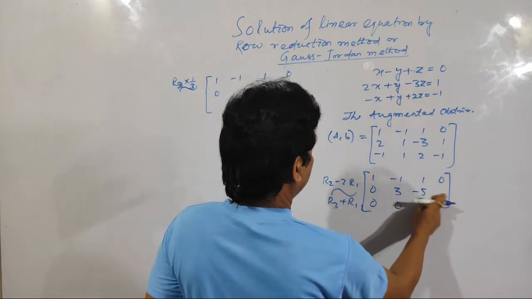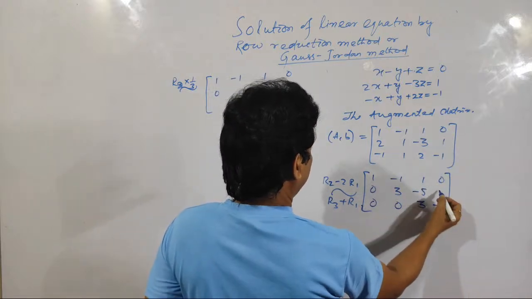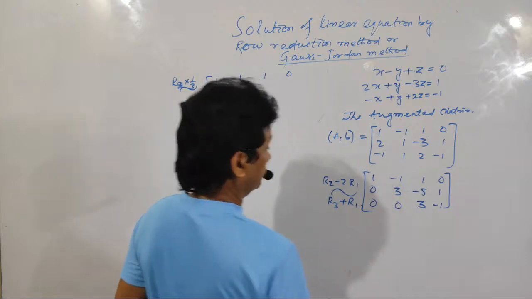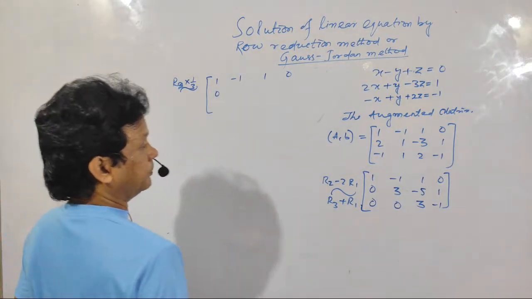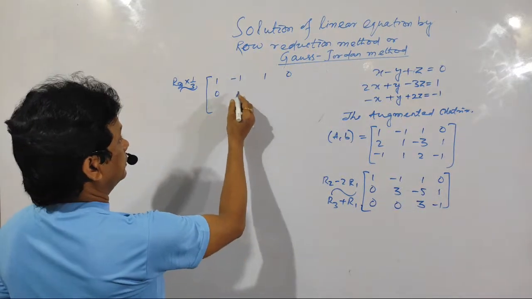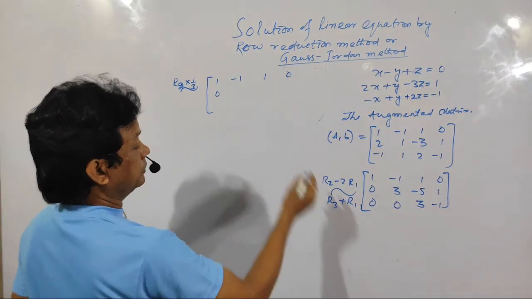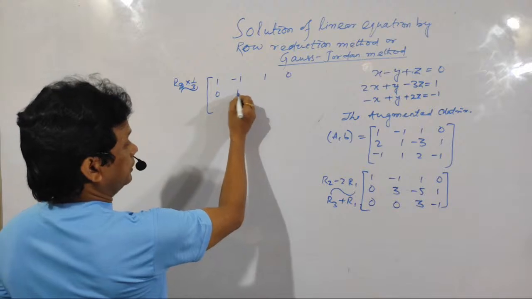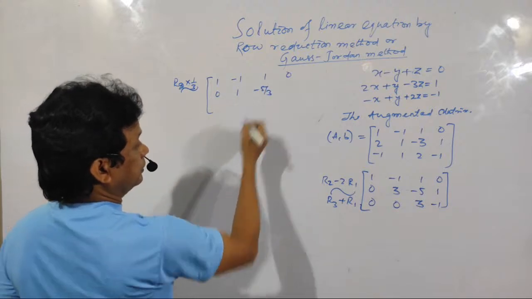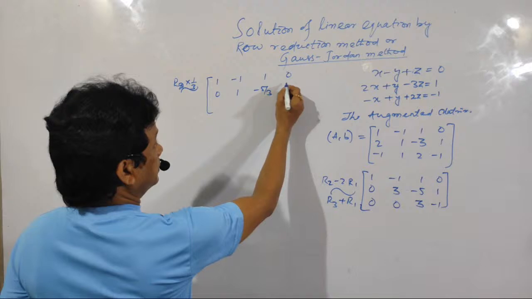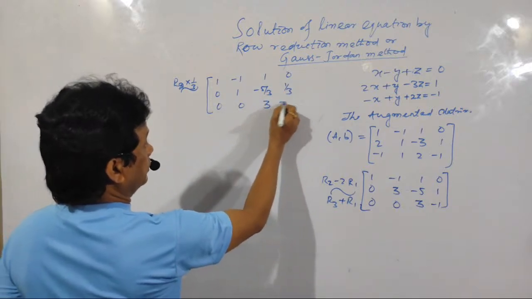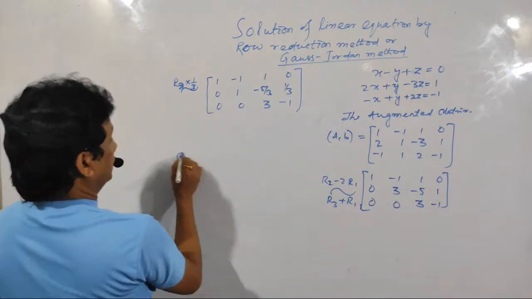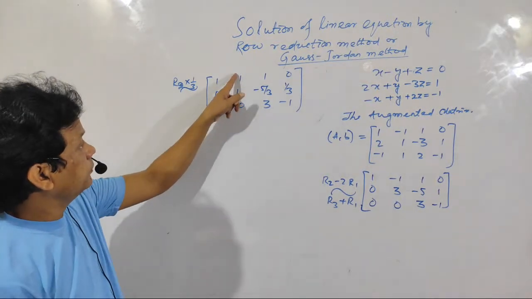This is not 0. 1 minus 2 times, it is 1. Okay. Now see here. 3 by 3 it is 1 minus 5 by 3, and this is 1 by 3. Now 0 0 3 minus 1. Then by the help of this one, we want to make this quantity 0.